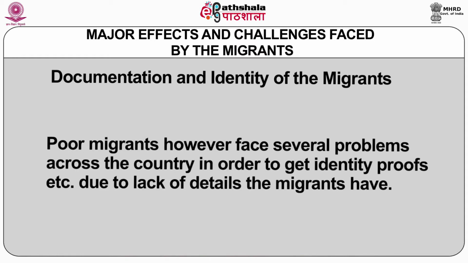Poor migrants, however, face several problems across the country in order to get identity proofs, etc., due to the lack of details the migrants have. Labor migrants are undocumented even though there is a 1979 statute governing interstate migrant workers, but it is very limited, as discussed earlier, and they face discrimination every now and then.